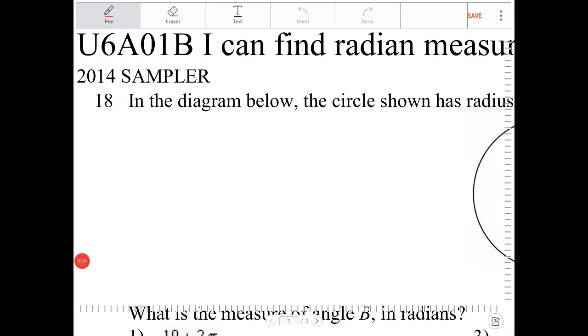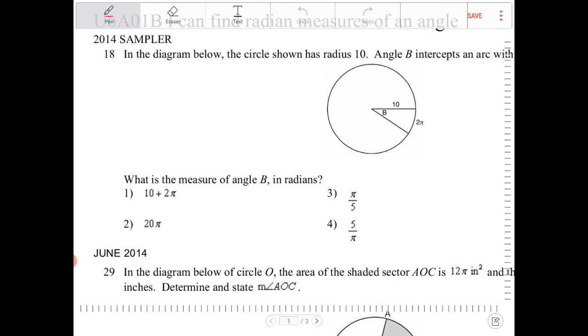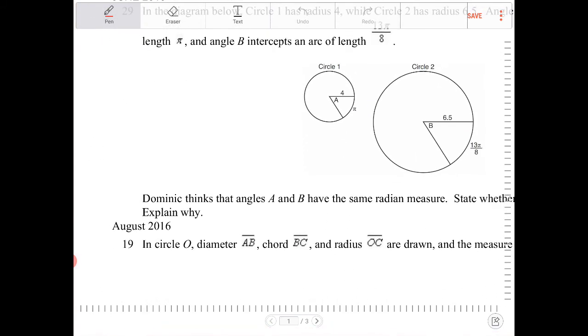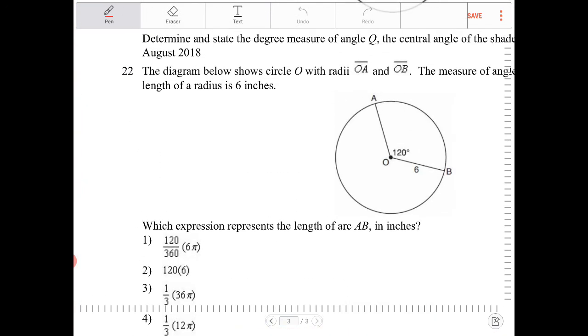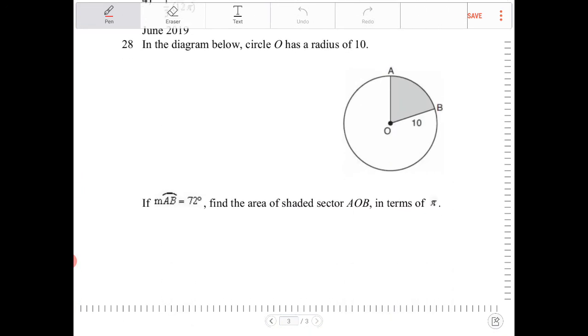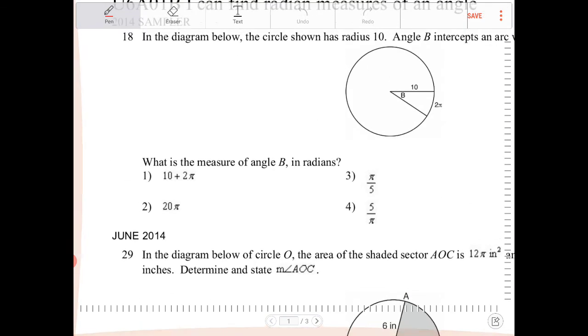Students, in this video I will go over exercise U6A01B, where I will be applying concepts of radian measures of angles. These exercises that you see here in this assignment are taken straight out of the Regents, ranging from 2014 all the way up through 2018. I guess 2019 did not have a question related to this topic.